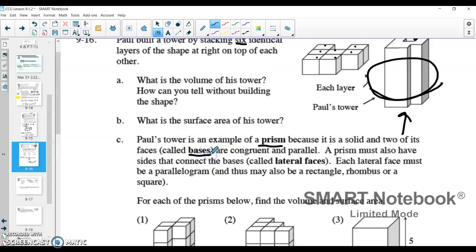The bases are the top and the bottom, and those bases are congruent and parallel to each other, meaning that if you extended them forever, they would never run into each other, and that they're exactly the same shape on top as they are on bottom.